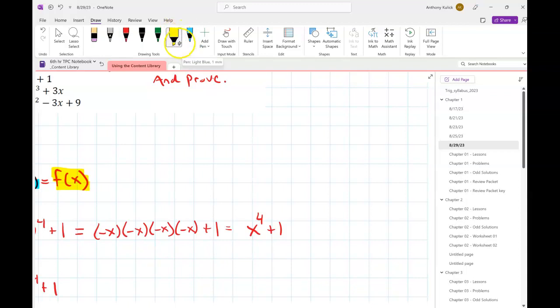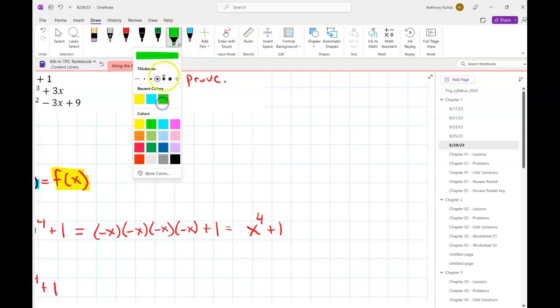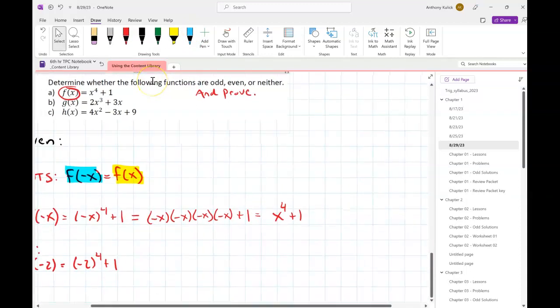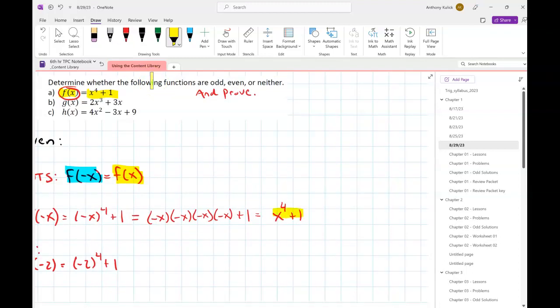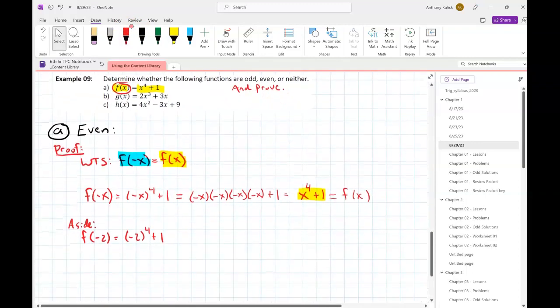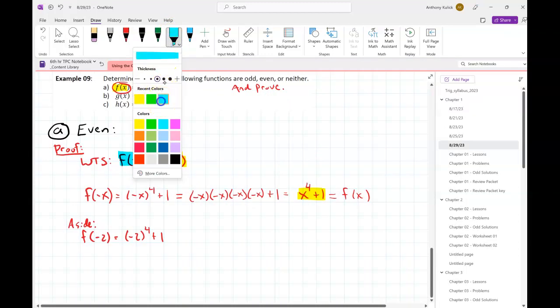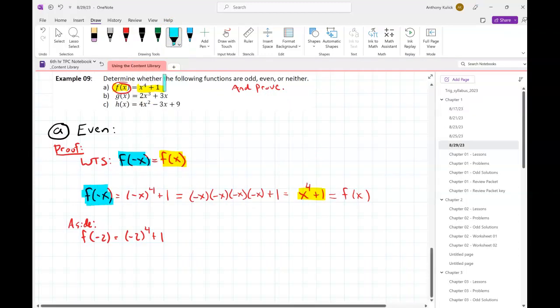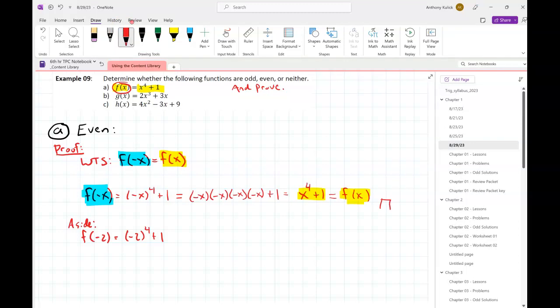And hey, wait a second. If I look at this, isn't f of x just x to the fourth plus 1? Isn't that what I have right here? So hold on, what have I just done? I started with f of negative x, and I've shown that that equals f of x. We are done. Yay! That completed the proof.